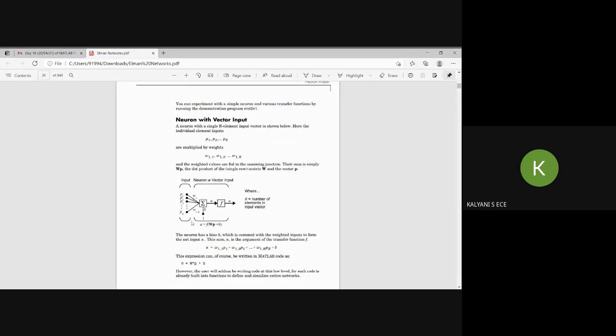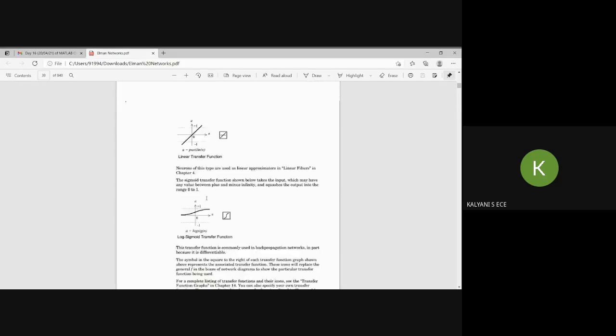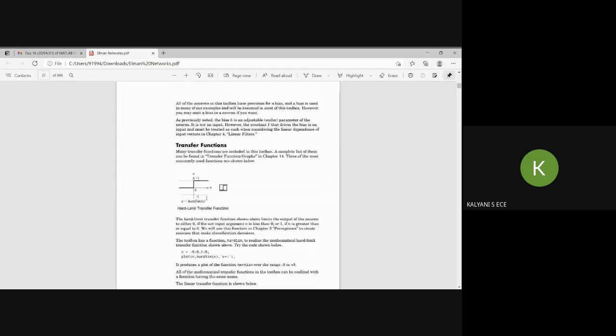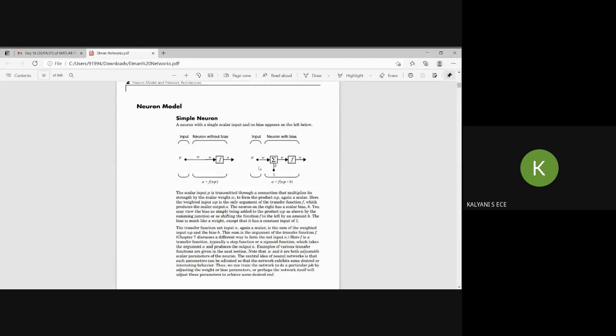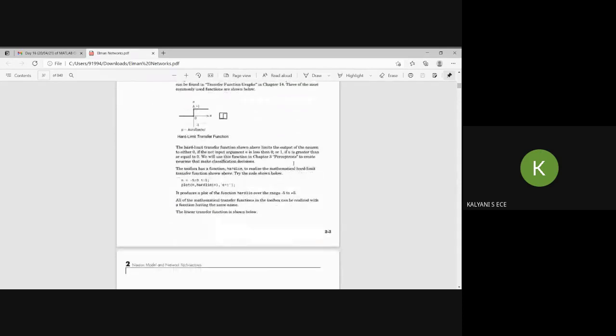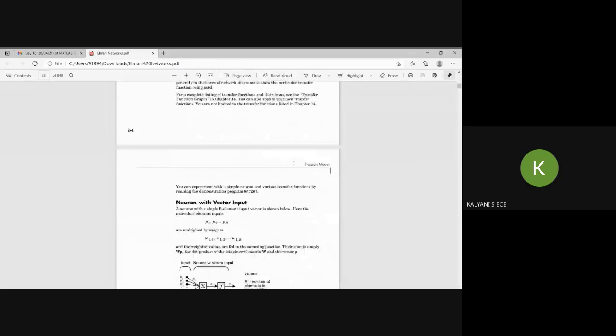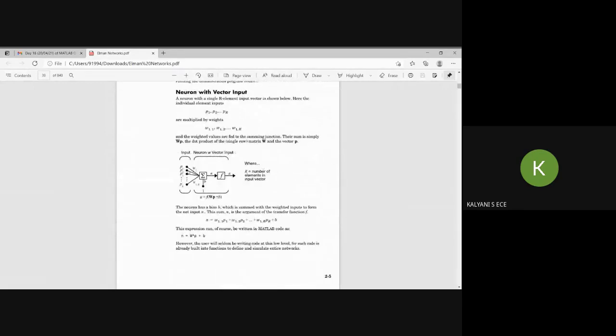And see here, this is how one neural network looks like, a simple one with vector input. In the previous case, we had taken a scalar input where we have only one value, one input, and then one hidden layer, one output layer. Here, the neuron has a vector input, which means it is of different dimensions. P1, P2, up to PR means it's a single R element input vector.